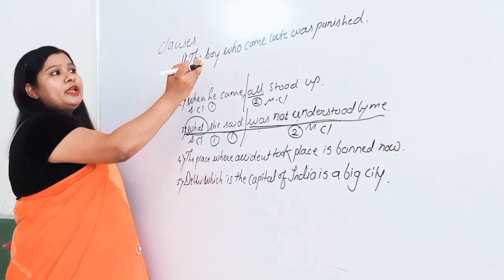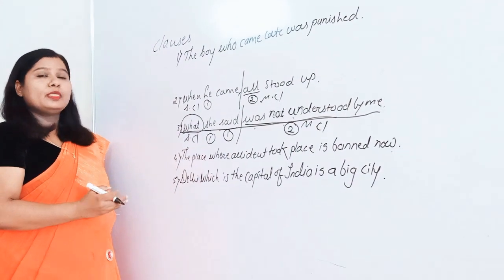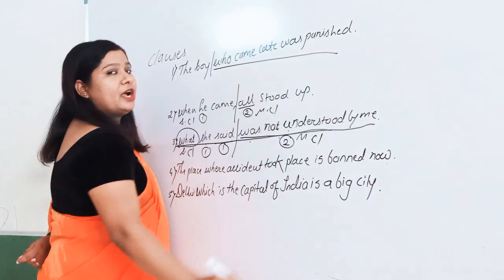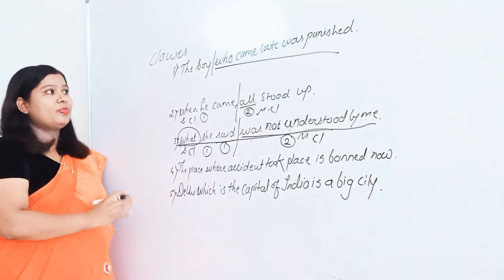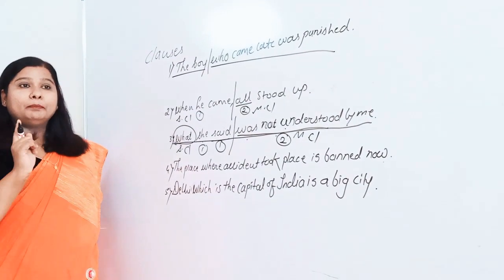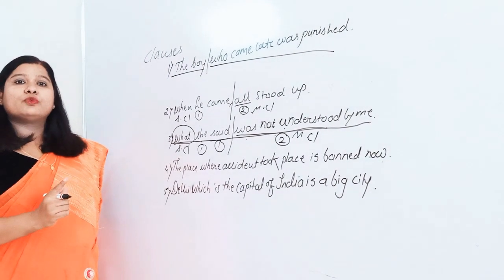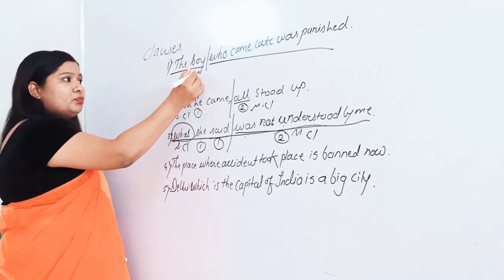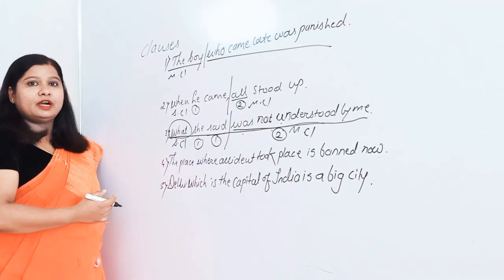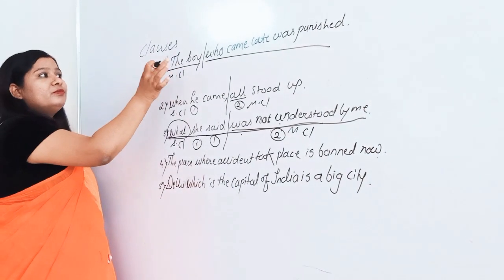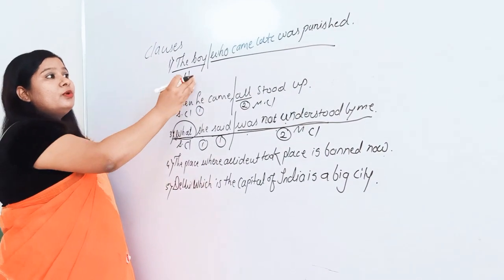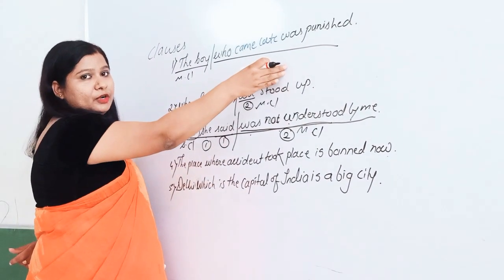See, the boy who came late was punished. What is the WH word over here? Who. So right from who is going to be our subordinate clause. We have to consider this. Now the phrase the boy is left. I told you the compulsory element for framing the clause is what? Verb. The boy. If we take this as the main clause, what is the verb over here? Do we have any verb? No. It means we cannot call this part of the sentence the main clause. So we will find our verb in this part of the sentence.